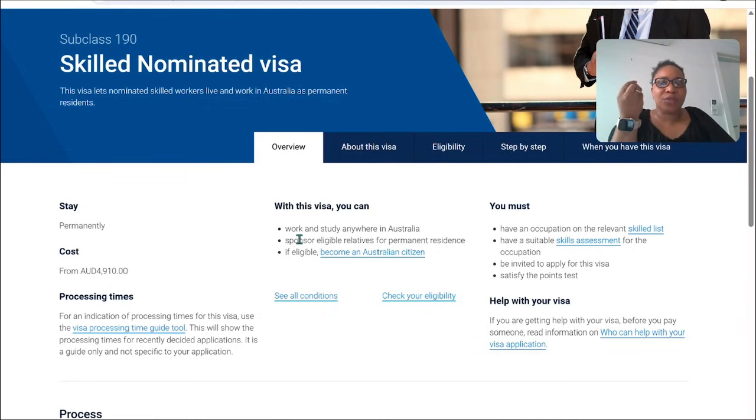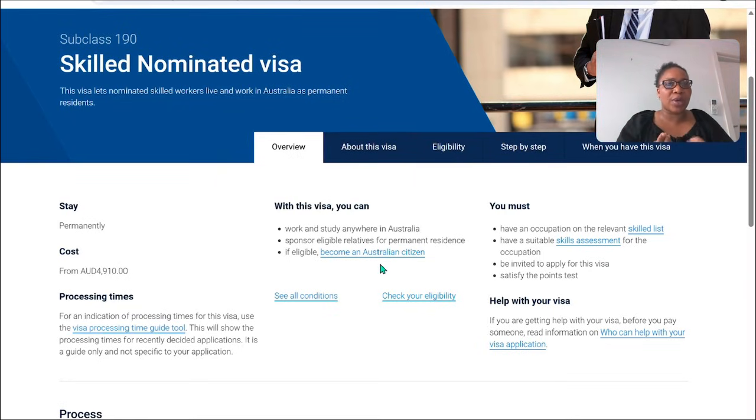The beauty of these skilled nominated visas is you don't need an employer to sponsor you. It's a matter of you and the government having whatever processes for you to be able to migrate to Australia as a permanent resident. So in this case, there is no employer needed. The beauty of this visa is one, it is permanent residence. Then you can as well sponsor eligible relatives to come to Australia as permanent residents. And once you have stayed in Australia, I think for 4 years, you are also eligible to apply for citizenship.